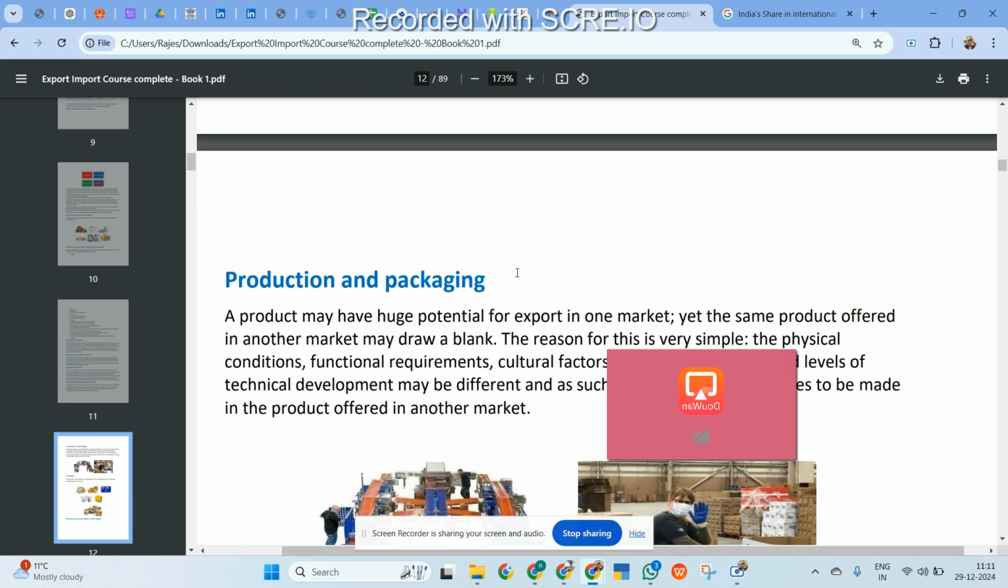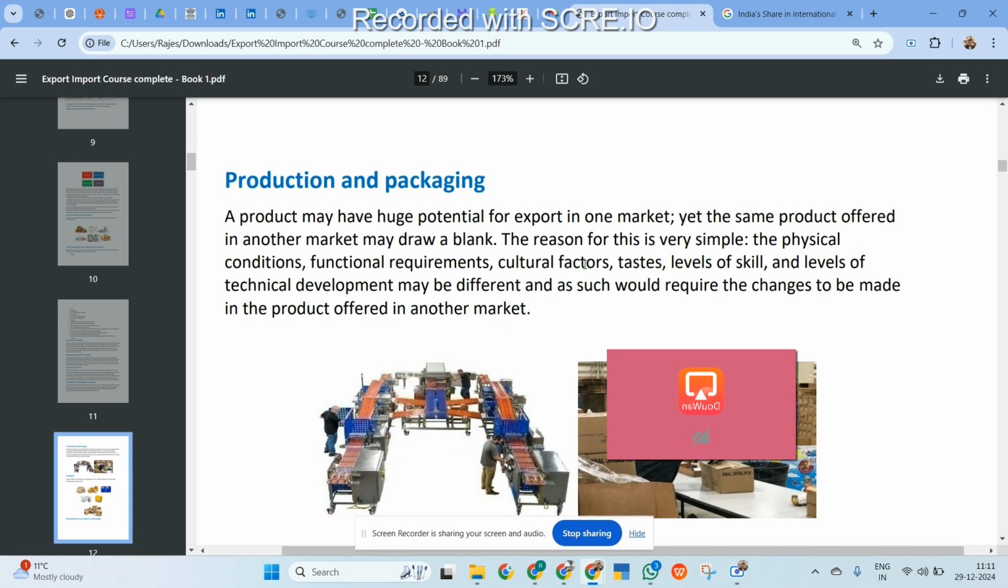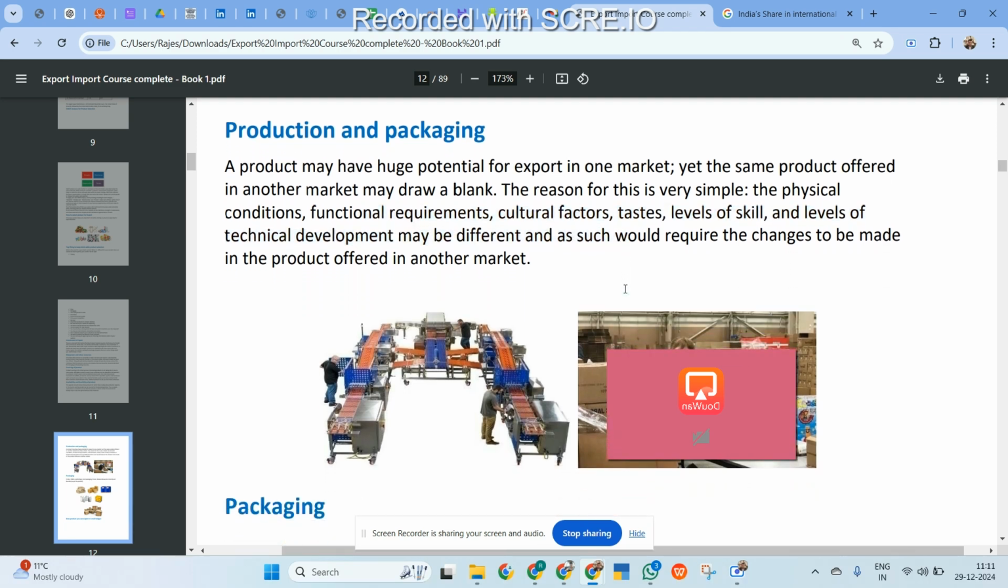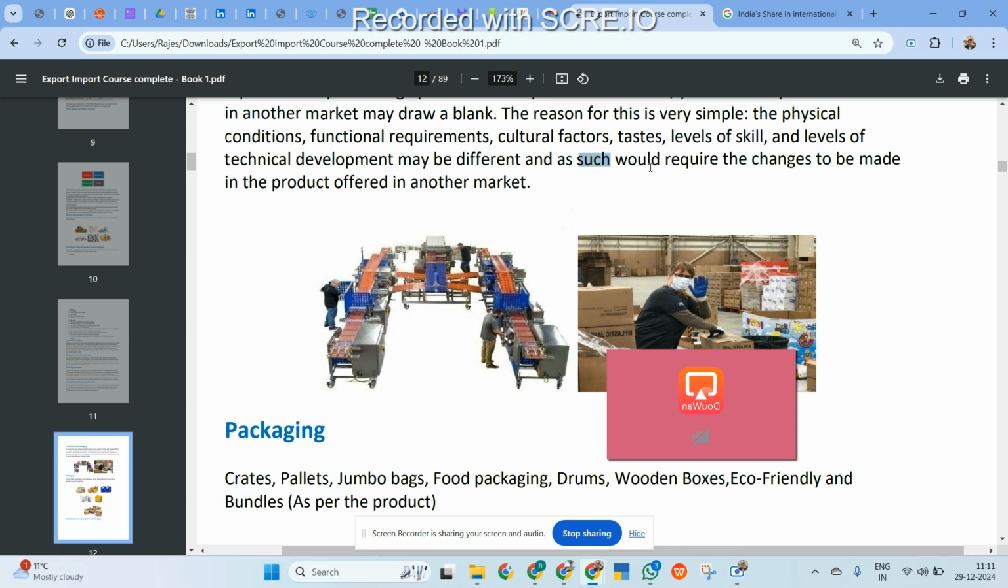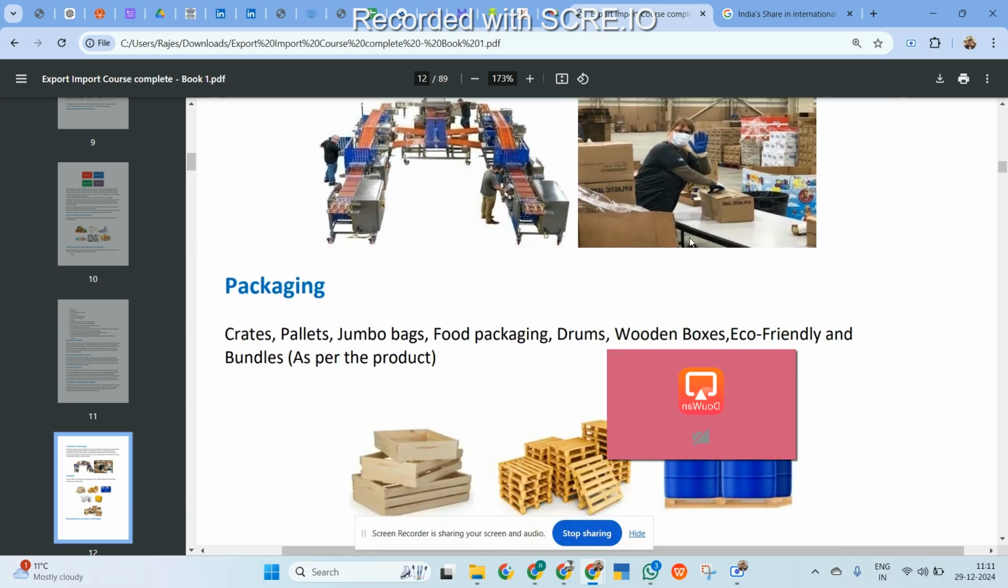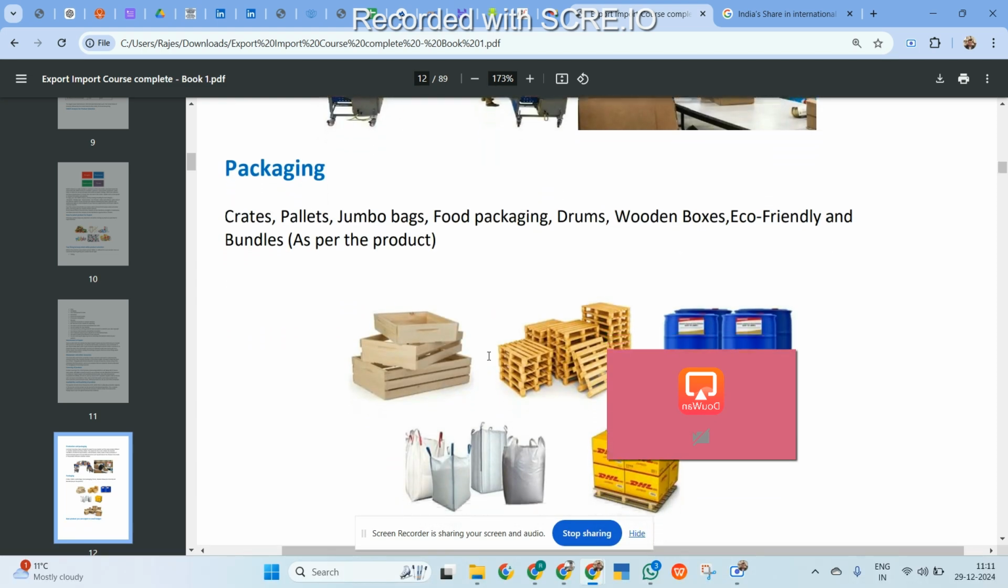Production and packaging. A product may have huge potential for export in the market, yet the same product offered in another market may draw a blank. The reason is very simple: the physical condition, function requirement, cultural factors, taste, level of skills, and level of technical development may be different. As such, it would require changes to be made in the product offered in the other market. Packaging, craft, pallet, jumbo bags, food packaging, drum, wooden, eco-friendly and bundles.